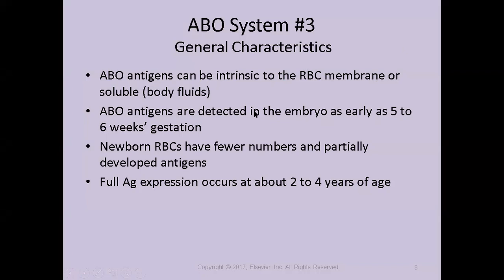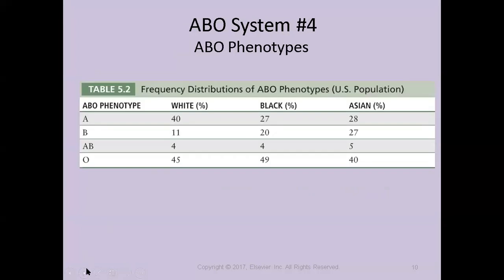ABO antigens are detected in the developing embryo as early as 5 to 6 weeks gestation, so they form pretty early on. Newborns have fewer numbers and only partially developed antigens and won't have full ABO antigen expression until between 2 to 4 years of age. So while we can detect antigens on newborns, and it's an important part of newborn testing for every baby that's born, full expression does not occur until they're a little bit older.